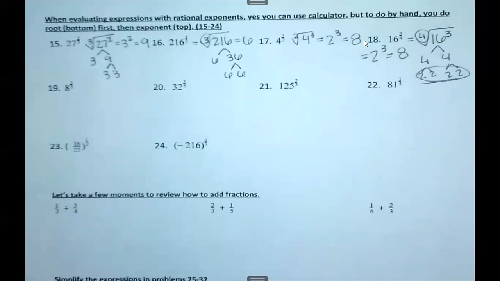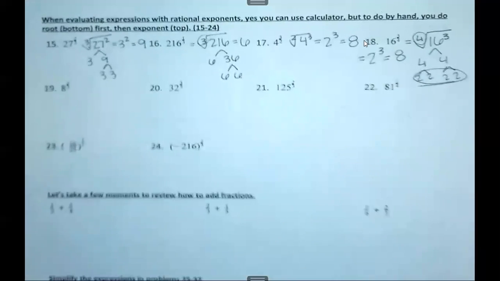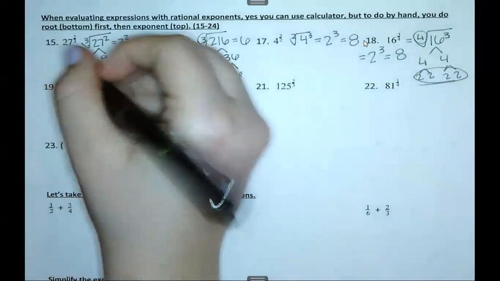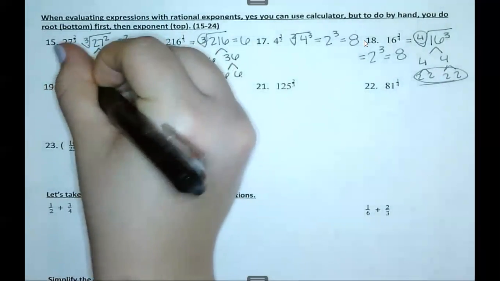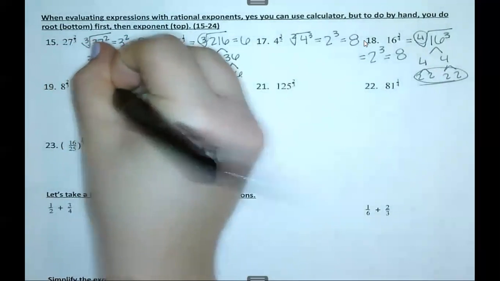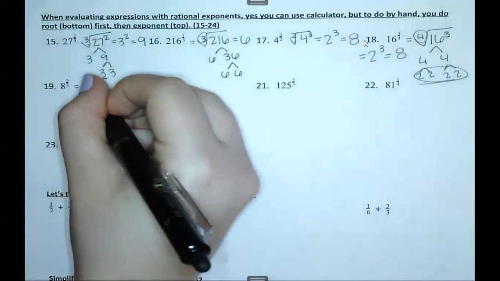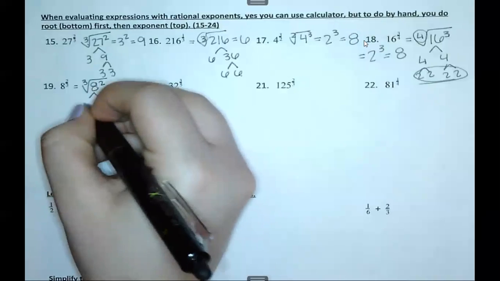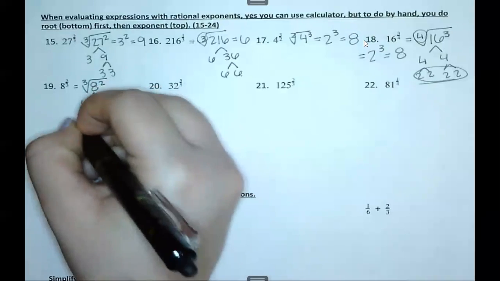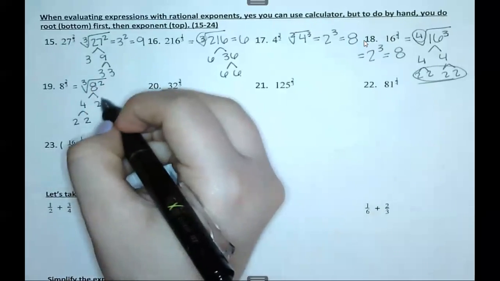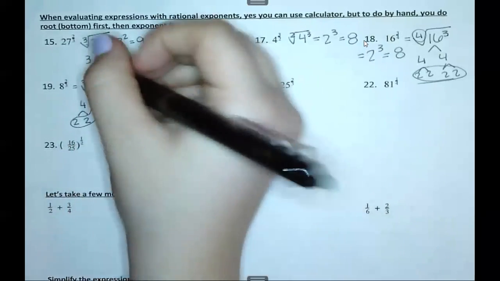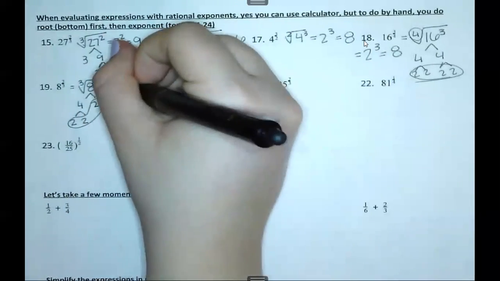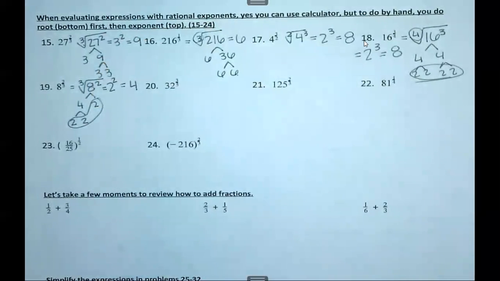All right, number 19, we have 8 to the 2/3 power. So then we could rewrite this as the cubed root of 8 squared. We do the root first, so I'm looking for 3 of the same number. So I could split this into 4 and 2, and that 4 would split into 2 and 2, and there we go, 3 of the same number. So I get to pull out a 2. We've got 2 squared. Now I can do my exponent. 2 squared should give us 4.